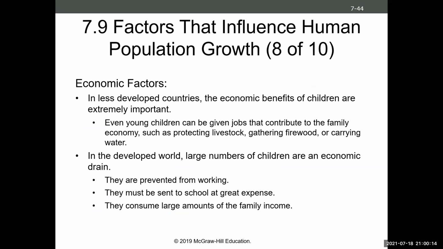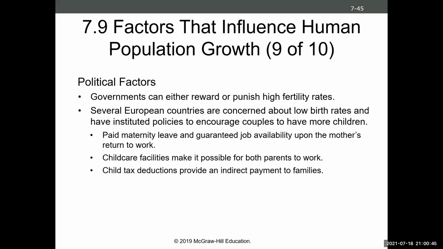Economic factors that affect human population growth are things like less developed countries. Economic benefits of children are huge. So young children can contribute to the family economy, like I just mentioned. In the developed world, it tends to be the opposite effect. They cost much more. They don't really work until they're 15, 16, and require a substantial amount of income to raise.